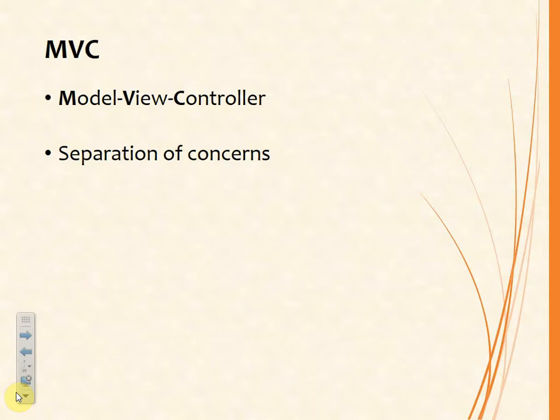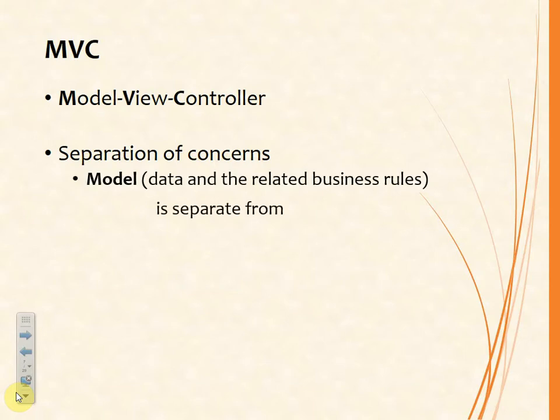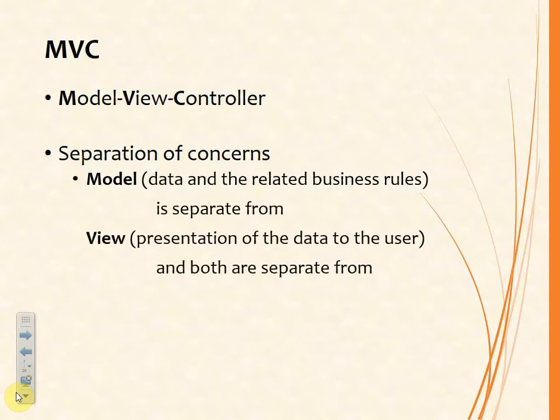So let's take a look at MVC. It is an architecture, sometimes called a design pattern, but it isn't. It's an architecture. The acronym means Model View Controller. It's all about separating responsibilities, separation of concerns. So the first area of responsibility is the model, which is separate from the view, and both of these are separate from the controller. The model's job is to work with the data in the application and also to apply the related business rules to that data.